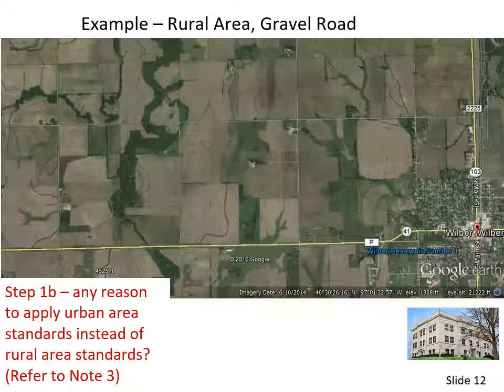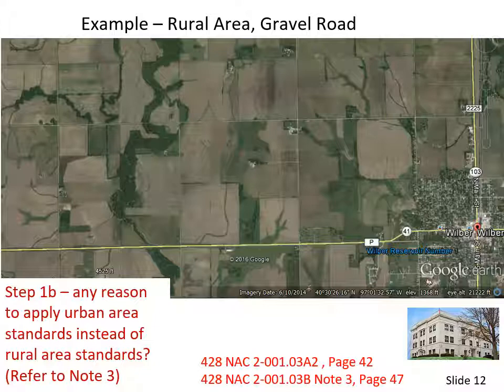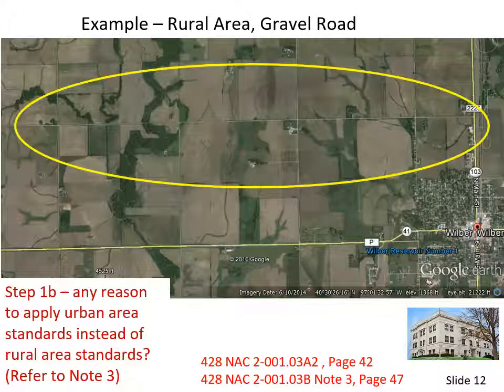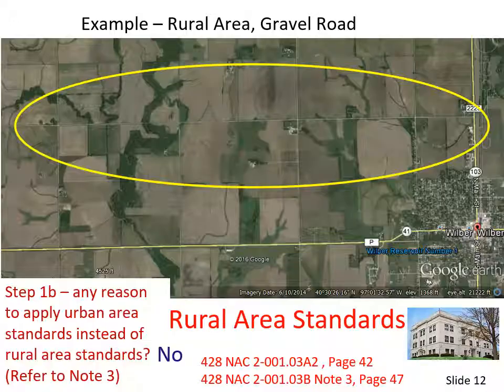Before making a final determination on rural area standards or urban area standards, check Note 3 on page 47 of the standards. Note 3 allows urban area standards to be applied in rural areas that are residential and commercial in character. As you can see from the aerial view on the screen, the character of the land on both sides of this county road is rural. There is nothing residential or commercial about it. With the project being located in a rural area and nothing in Note 3 that would apply to this stretch of road, we can conclude that rural area standards apply.